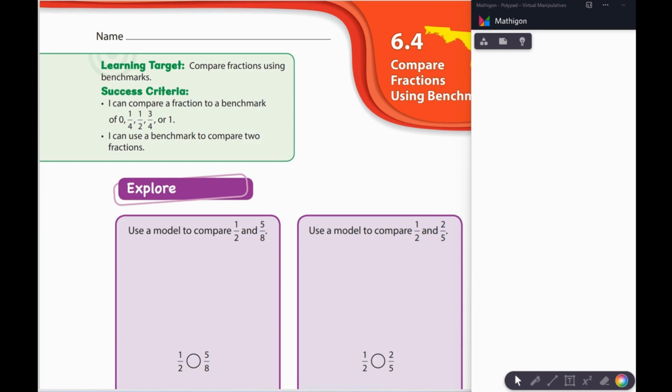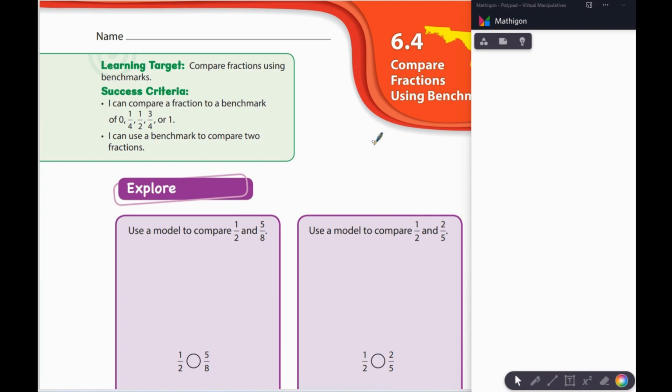Today we are covering lesson 6.4 in our Florida's Best Mathematics book. Now, if you can see, I have my little Mathigon board here, so that way it's easier for you guys to visually see how we are going to compare fractions. I'm going to show you how to compare fractions with fraction tiles, but I'm also going to show you another strategy using multiplication to be able to determine which fraction is greatest, and of course which fraction is least.